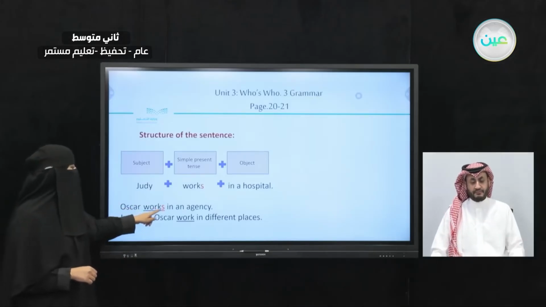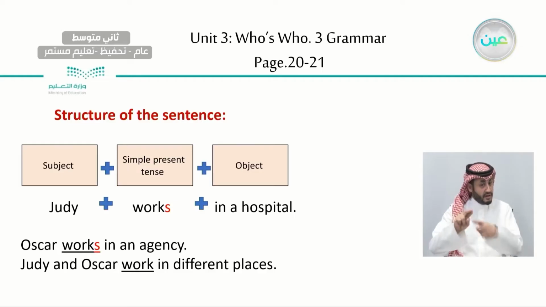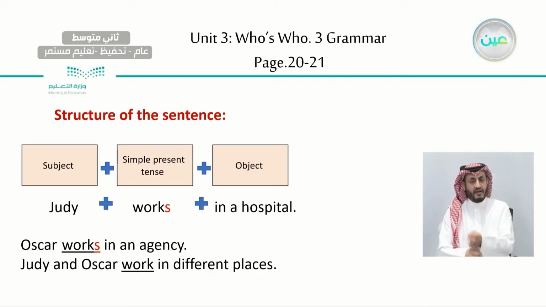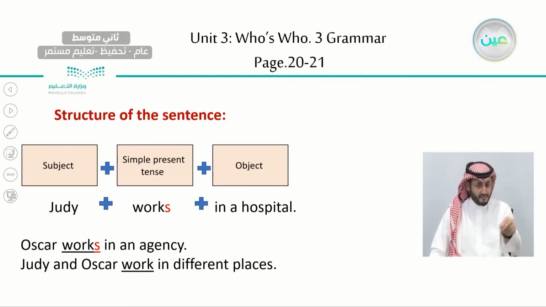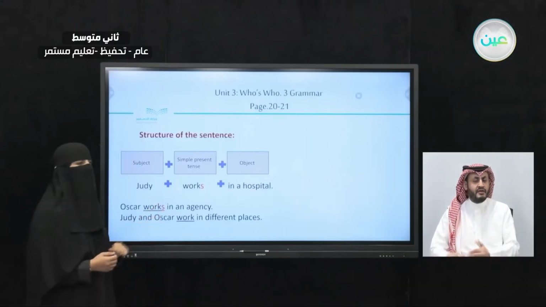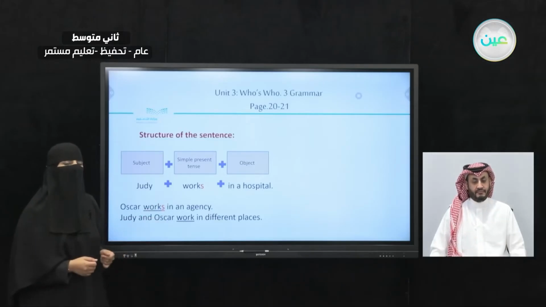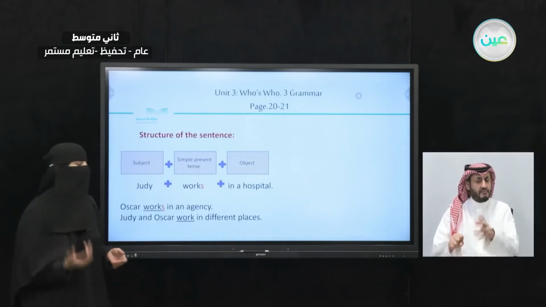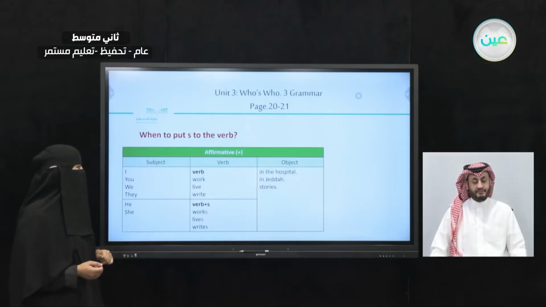Oscar works in an agency. Oscar works, we have S here, in an agency. Judy and Oscar work in different places. Do you see the difference here between this verb, works, and the other verb, work? It's the same meaning, but one with S, one without S. When are we going to add the S, and when are we not going to add anything to the verb?